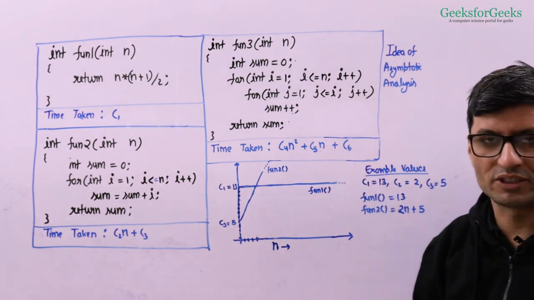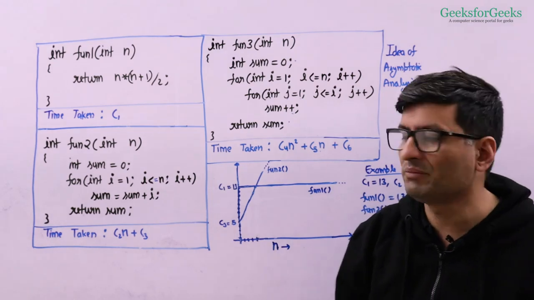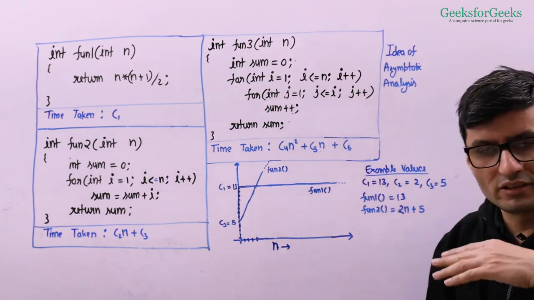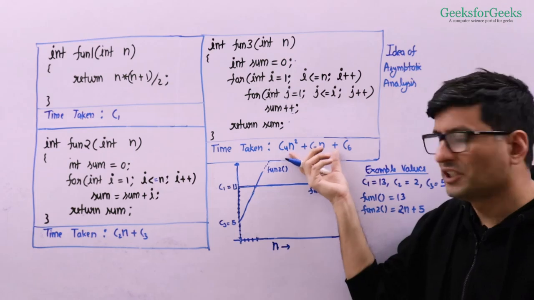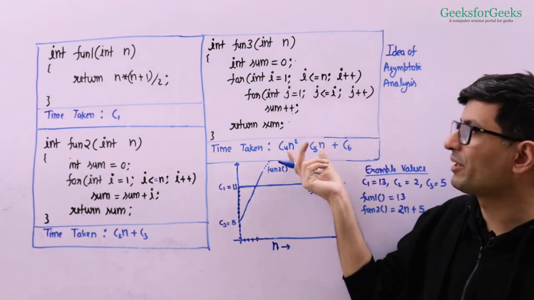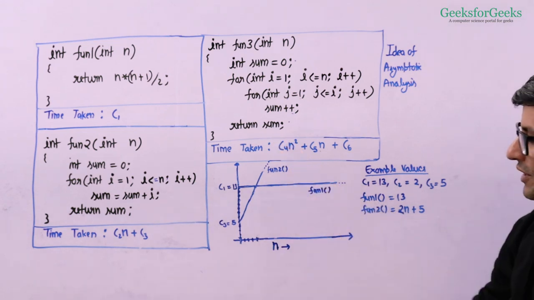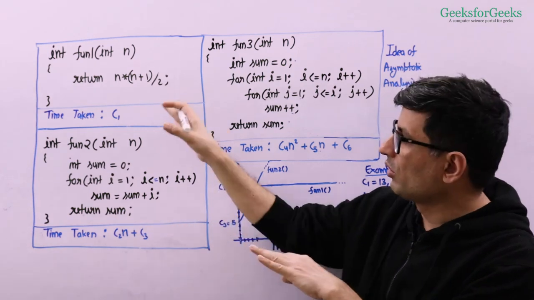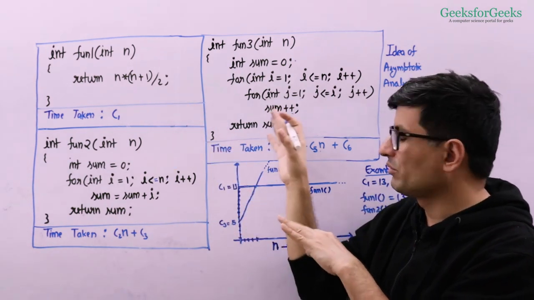There are certain things which are taking constant time, certain things which are happening quadratic, certain things which are happening a linear number of times. So that's the expression for time taken by this function fun3. So we got expressions of time taken for all three functions, fun1, fun2 and fun3.